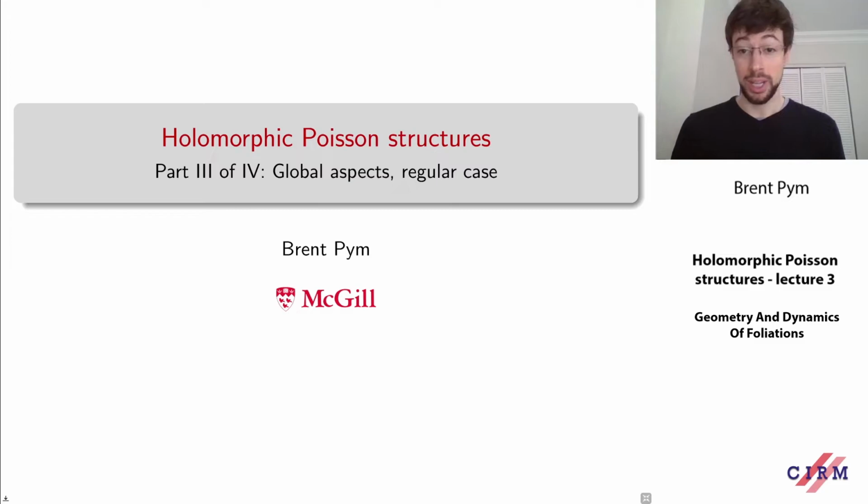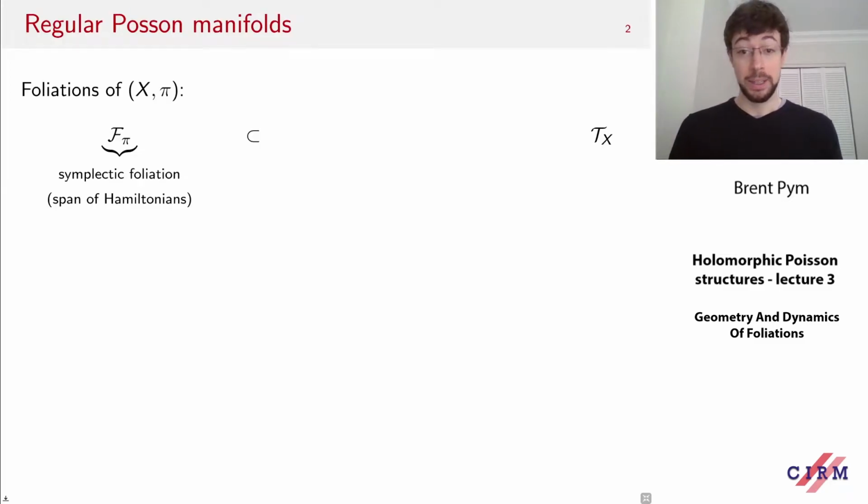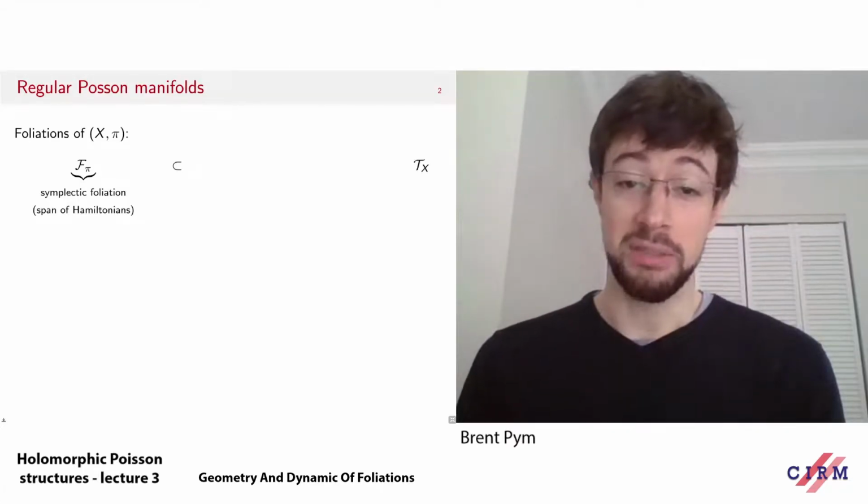So this is the third lecture on holomorphic Poisson structures. In the previous lectures, we were speaking mostly about the local structure of holomorphic Poisson manifolds. And particularly in the last lecture, we saw that any holomorphic Poisson manifold carries a natural foliation, the so-called symplectic foliation. This is the foliation which is generated by the Hamiltonian vector fields.